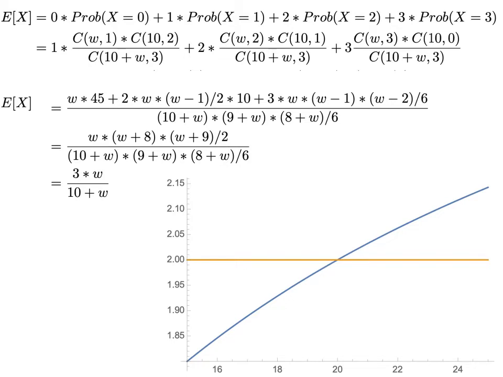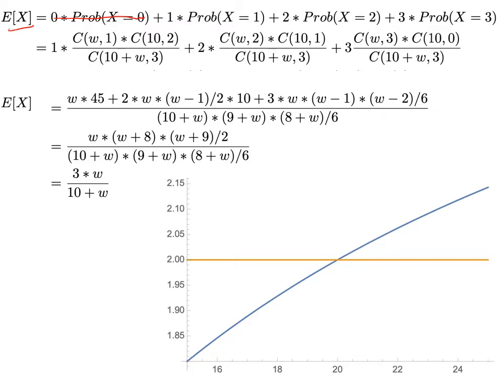So if we compute E of X, we get that it's equal to 0 times probability of X being 0, plus 1 times probability of X is 1, plus 2 times probability of X is 2, plus 3 times probability X is 3. If we actually compute this, the first one, of course, just disappears because that's multiplication by 0. And the second one is equal to 1 times.